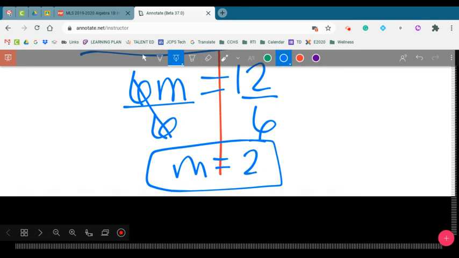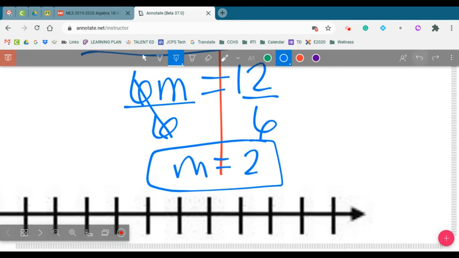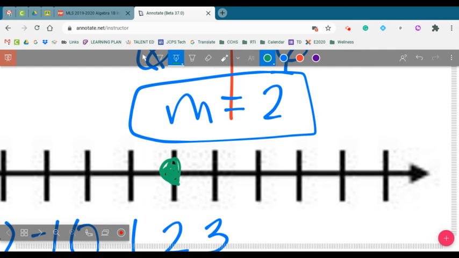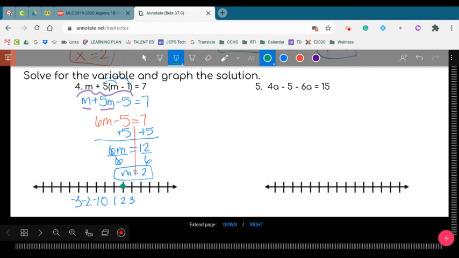So now I need to graph 2. So on our number line, and I'm not going to get too picky on my number line, I'm going to put 0 in the middle, 1, 2, 3, -1, -2, -3. I don't need to go too far. So anytime you are graphing a solution, it's just going to be a dot on that number, a solid dot. So I'm just going to graph a solid dot on number 2. And then it's going to be graphed. So I feel like graphing on these is pretty simple.